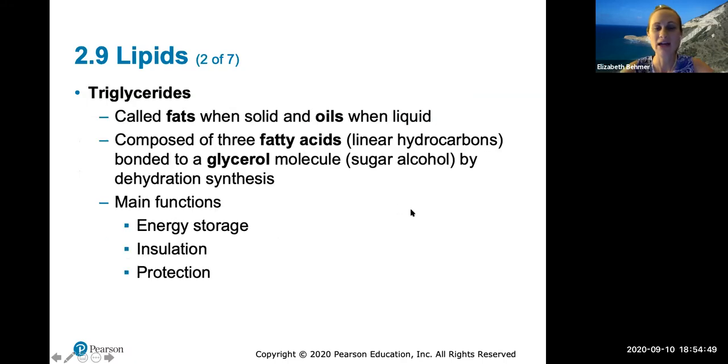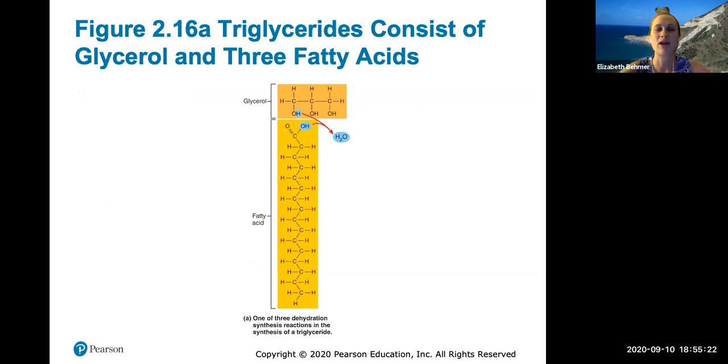So let's talk about triglycerides first. Again, these are lipids. Triglycerides are fat when solid and oils when liquid. They're composed of 3 fatty acids bonded to a glycerol molecule. Glycerol is a sugar alcohol because sugar means glucose and alcohol always will end in an OL. Again, chemistry is like a new language. Main functions of triglycerides: they will store energy, they'll help insulate the body, your fat, and they'll also help to protect your organs with a kind of fatty layer around them.